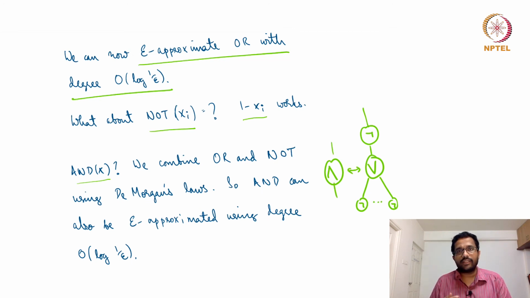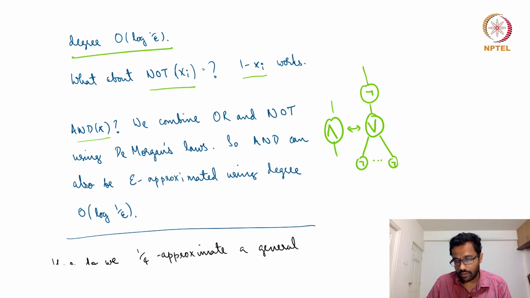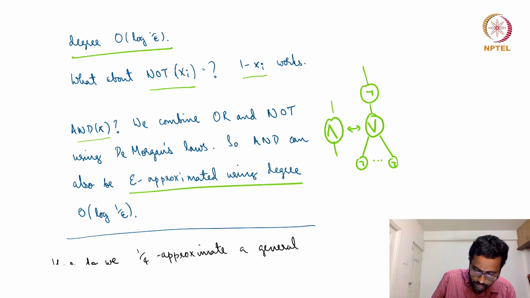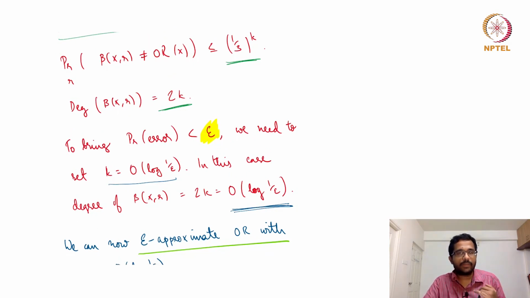And since we know that the NOT gates do not have any error, the error of the AND gate will be the same as the error of the OR gate. Whenever there is an epsilon error in the OR gate, that could result in epsilon error in the AND gate. And whenever the OR gate computes without error, the AND gate also will compute without error. So the AND gate also can be epsilon approximated using degree order log 1 by epsilon. Now we have seen how to epsilon approximate, for any epsilon, the OR gate, AND gate and NOT gate. For the NOT gate, of course, there is no error.